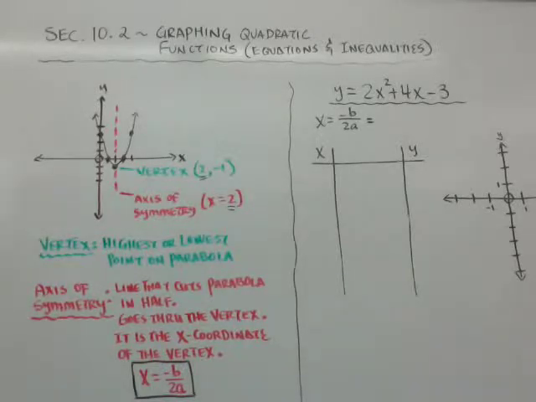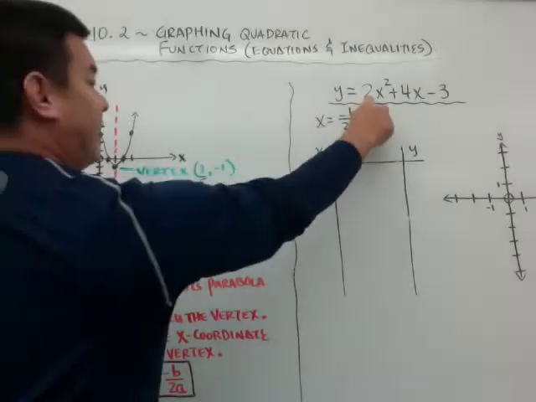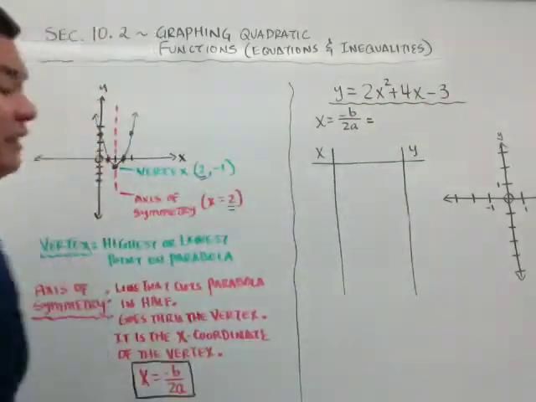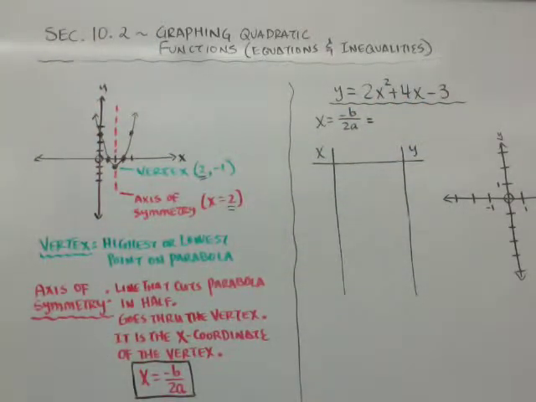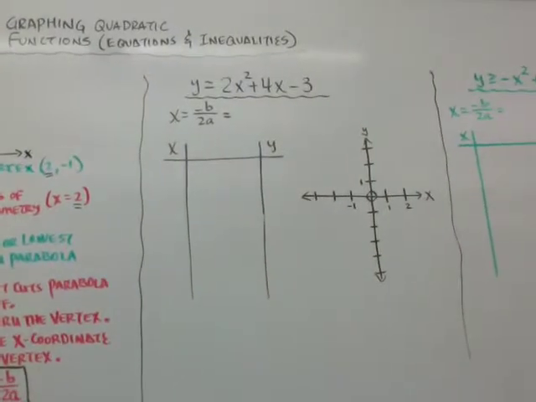Okay, and the way you find it, and I won't go through all the details, is x equals negative b over 2a. In this equation, remember, this is a, this is b, and this is c. So you use negative b over 2a, and that's how you get the x-coordinate on the axis of symmetry and the x-coordinate for your vertex. And that's where you're always going to start when you start graphing. Okay, so here's the equation here.